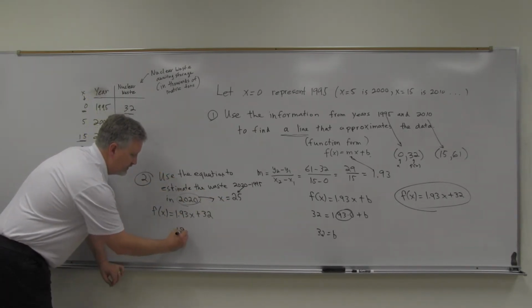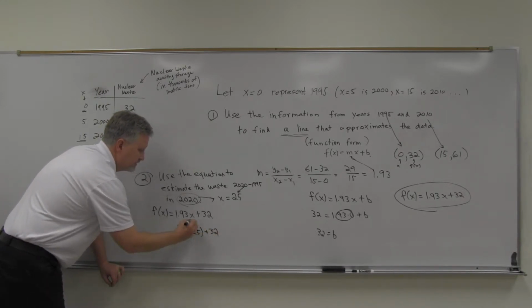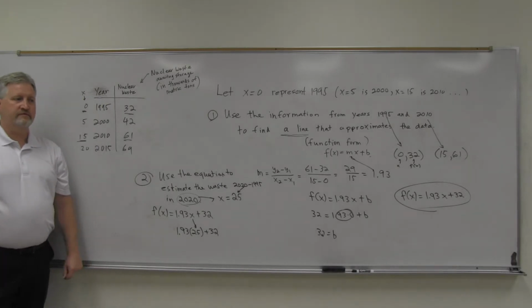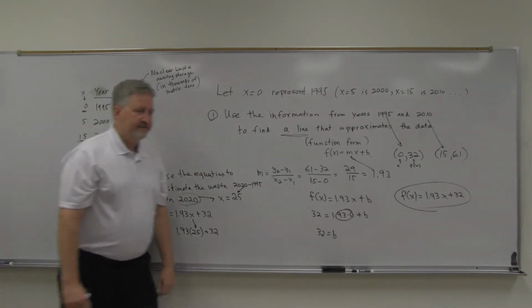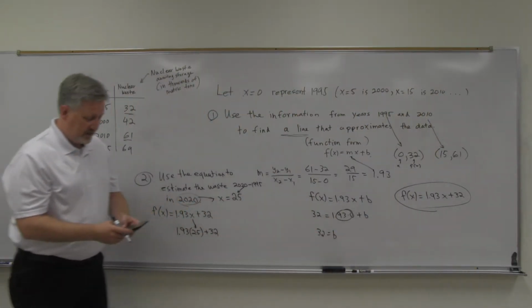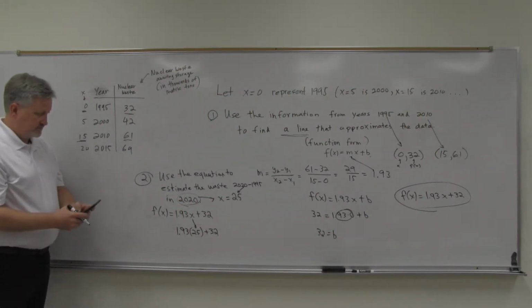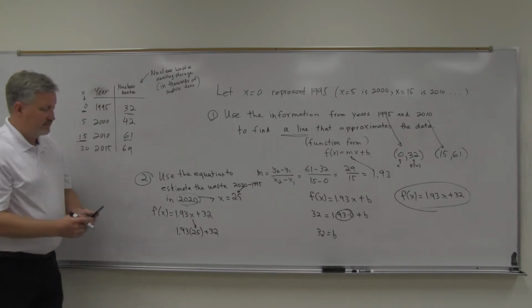So it'd be 1.93 times 25 plus 32. Just plug in X to be 25. Not 2020, 25. Okay, 1.93 times 25 plus 32. I get 58.93.